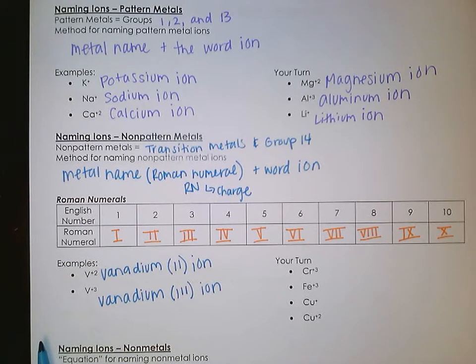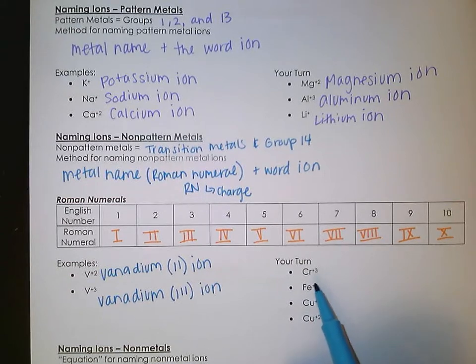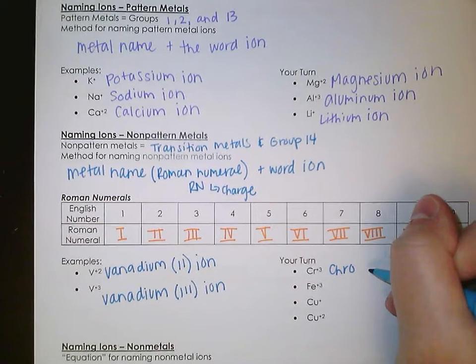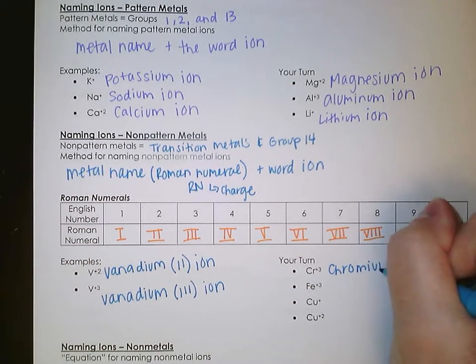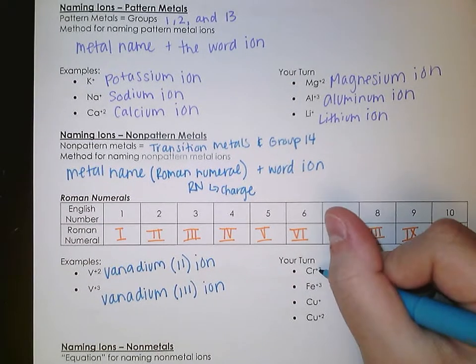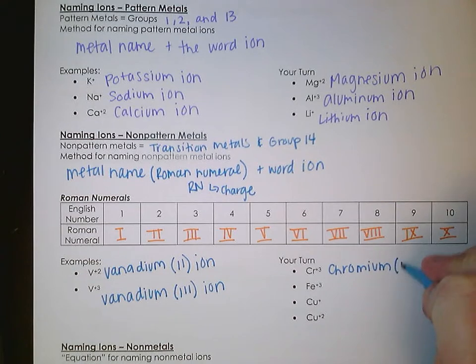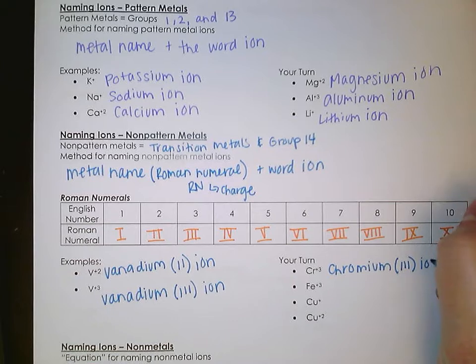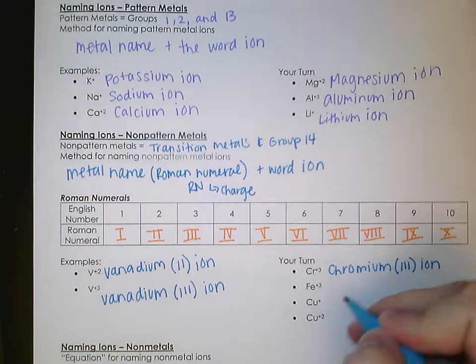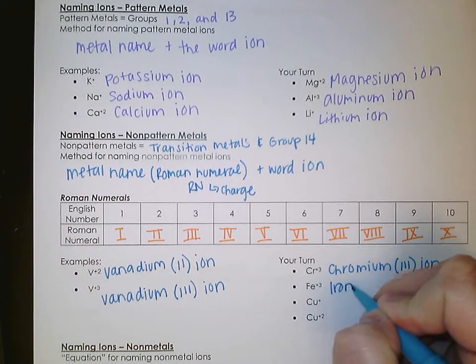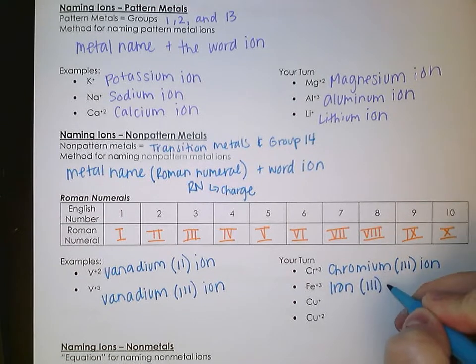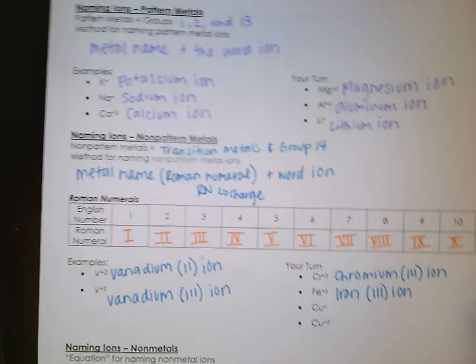Okay, let's check out the Your Turn answers. So, first thing we have to do is see what Cr is, and Cr is chromium. It has a charge here of 3, so in parentheses I'm going to put a Roman numeral 3, and it's just a charged particle, so I'm going to put ion. Fe is iron. It has a +3 charge, so in parentheses I'm going to put a 3, and then I'm going to write the word ion.